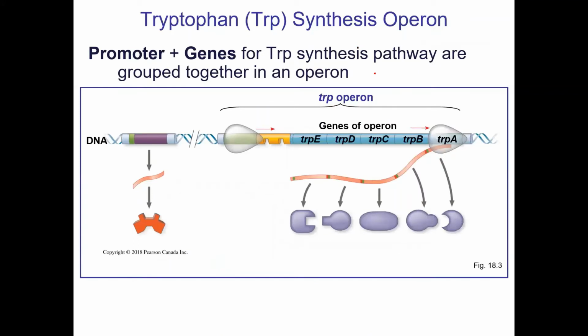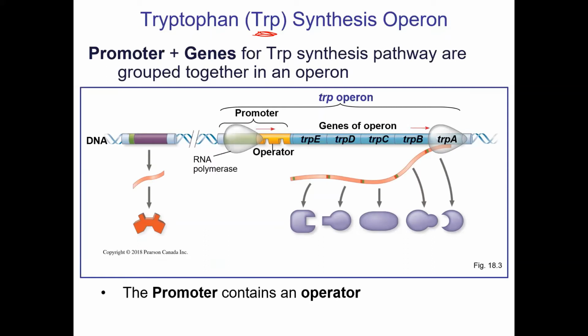So let's take a look at an example. This is the tryptophan synthesis operon. Tryptophan is TRP, that's the abbreviation for tryptophan, if you see that. Like I said, you've got a whole bunch of genes here, 5 in fact, and they're all given names: TRPA, TRPB, TRPC, TRPD, and TRPE. And you can see that all of these genes are regulated by the same promoter.